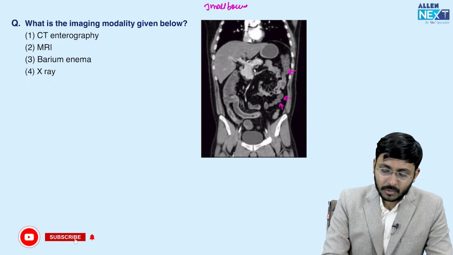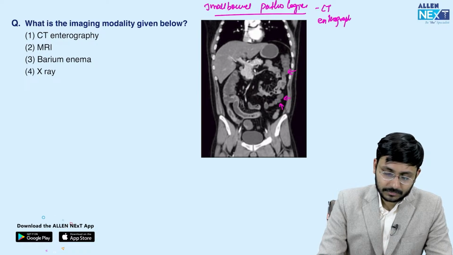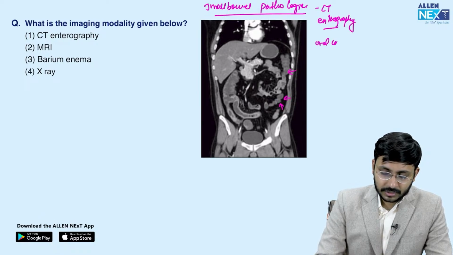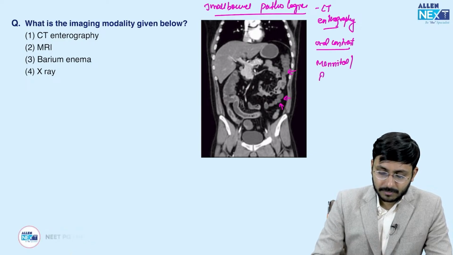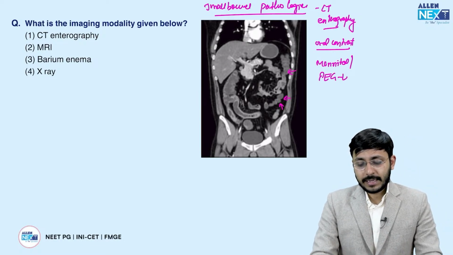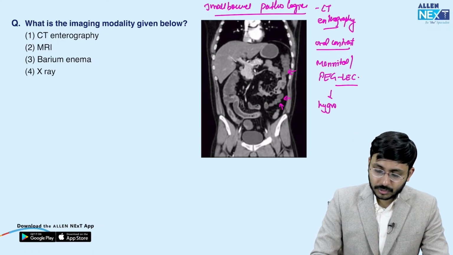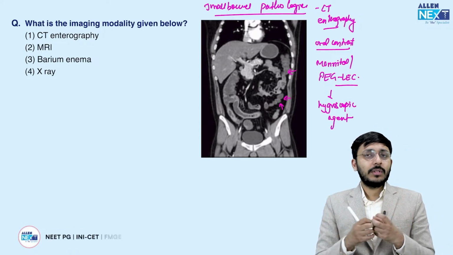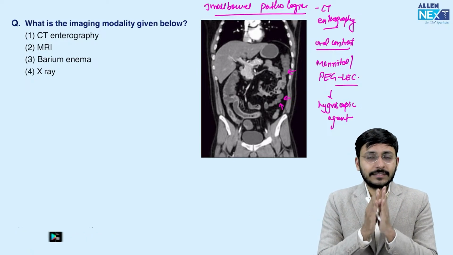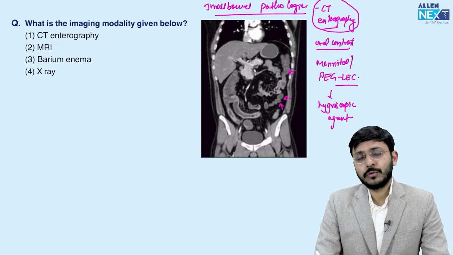So for small bowel pathologies, remember we always have to do CT enterography, because here, which oral contrast do we use? We use either mannitol or polyethylene glycol, PEGLEC. We call it PEGLEC, right? And both of them are hygroscopic agents. That is, they absorb water. So the water will not get absorbed in the intestine, and the intestines will distend. So this is known as a CT enterography. And this is used for small bowel pathologies.